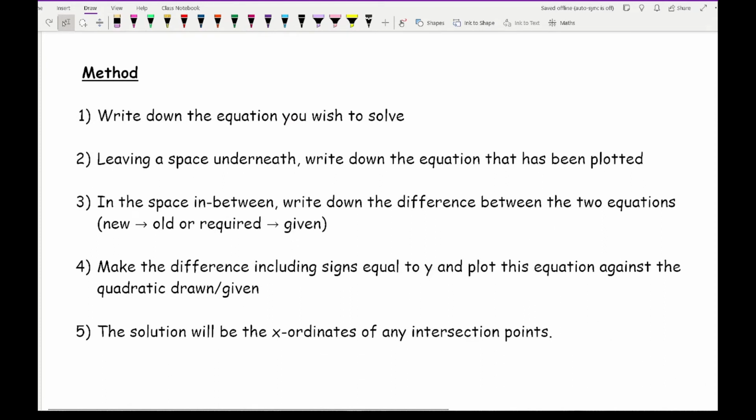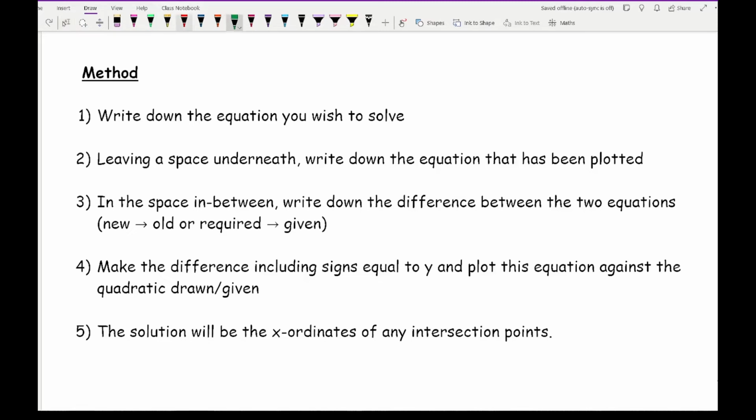Now, there is a general method in which to do this. Step one is you write down the equation you wish to solve. Leaving a space underneath, write down the equation that has been plotted. Then in the space in between, write down the difference between the two equations from new to old, or the required to given. Then make the difference, including the signs, equal to y, and then plot this equation against the quadratic equation drawn or given, and then the solution will be the x-ordinates of any intersection points.